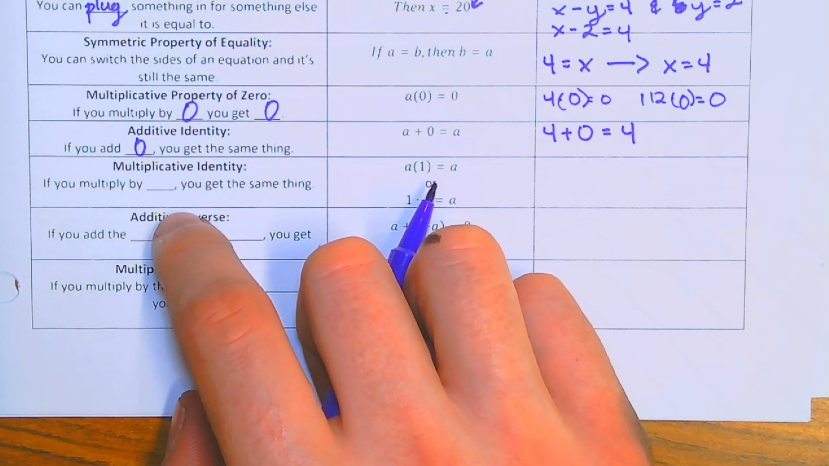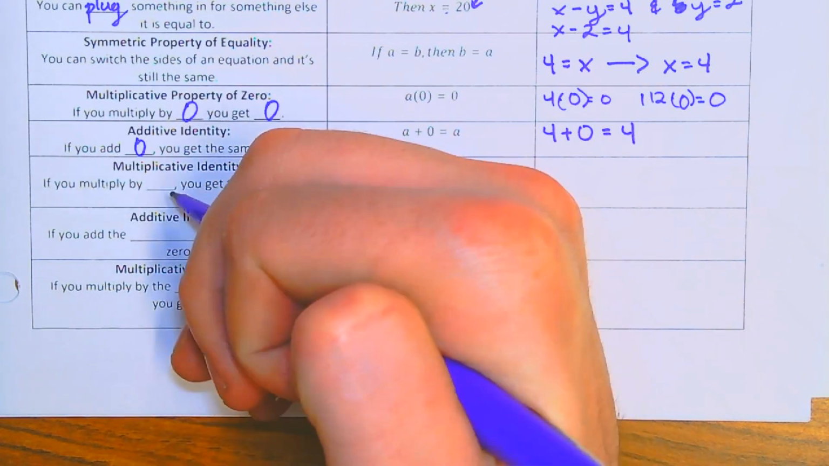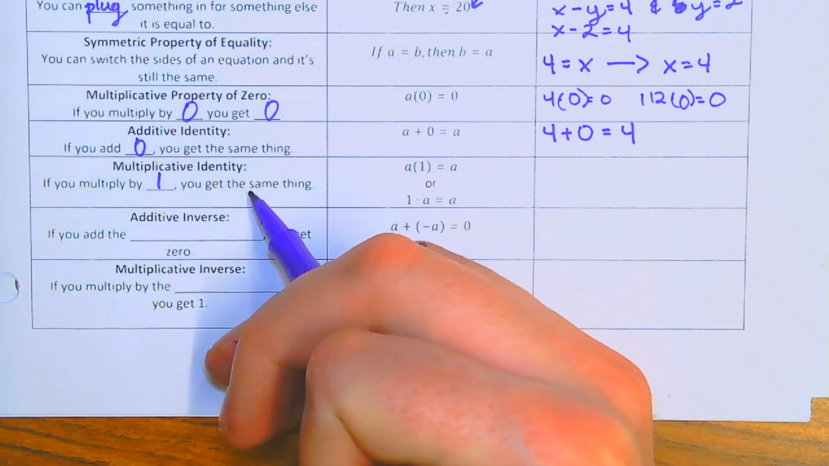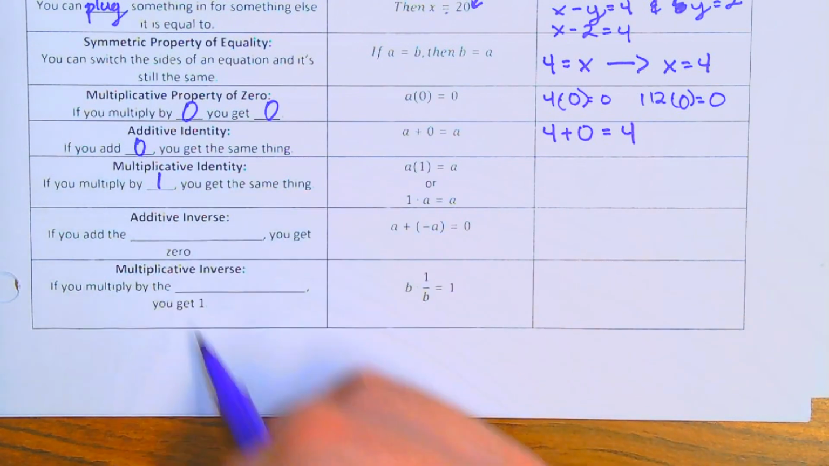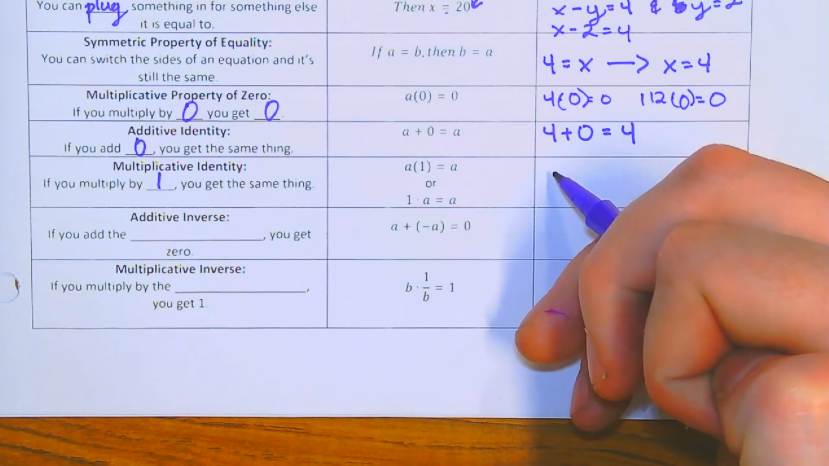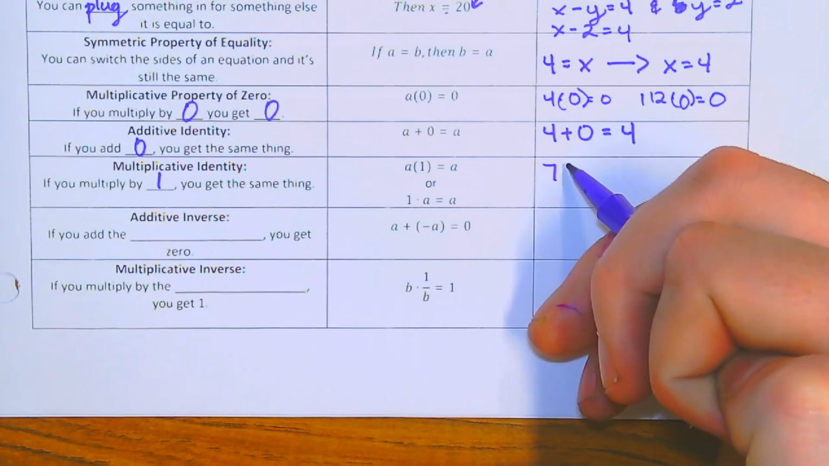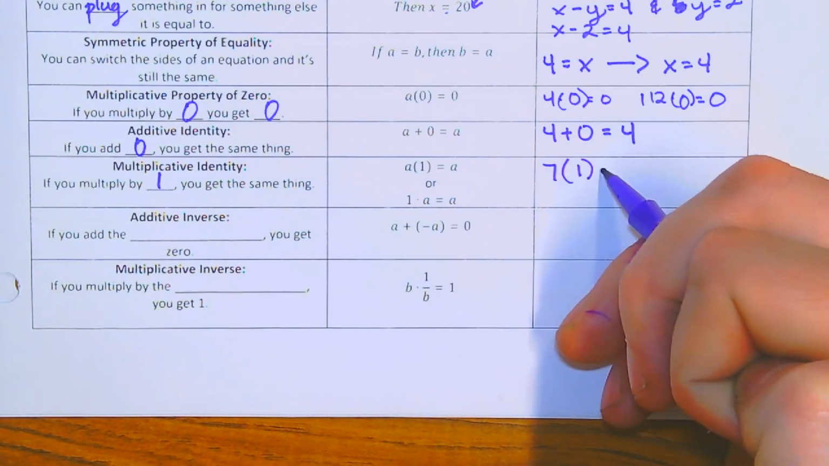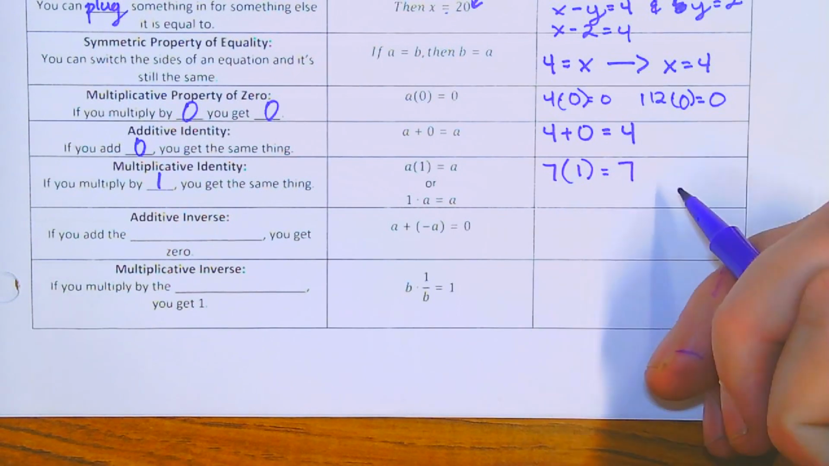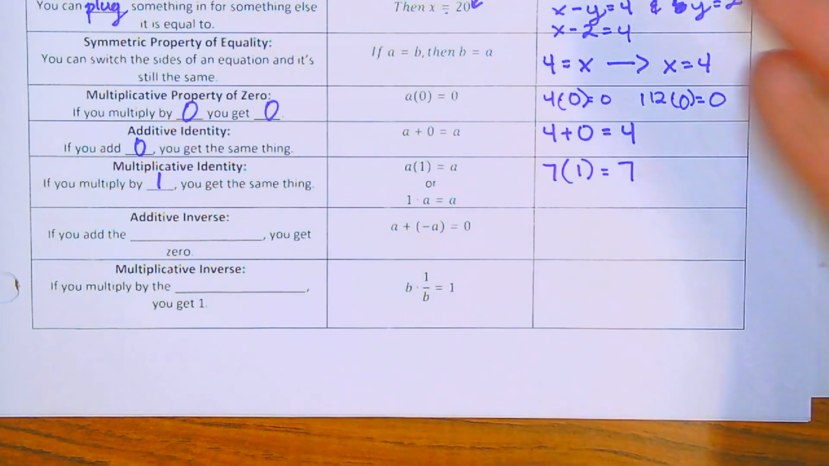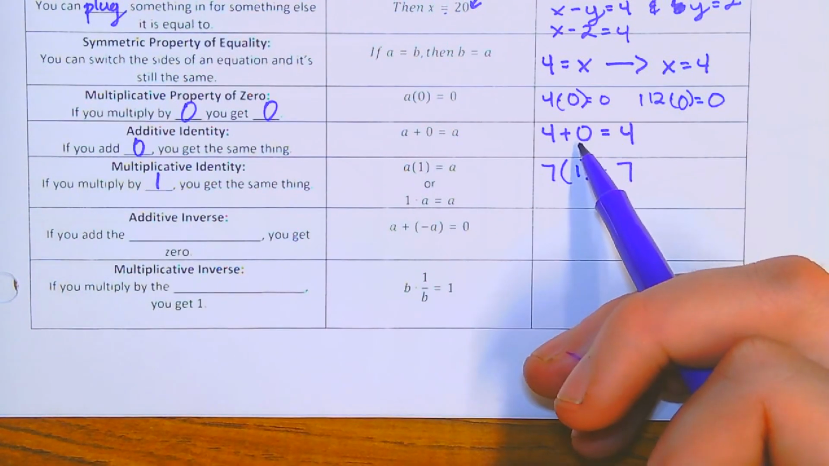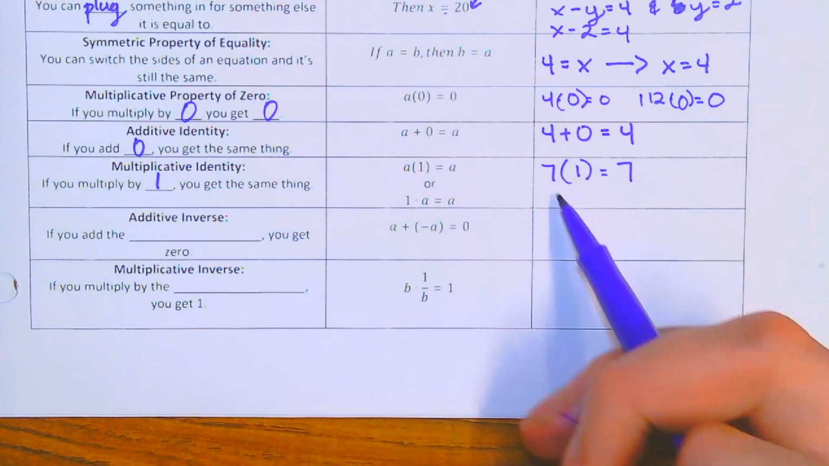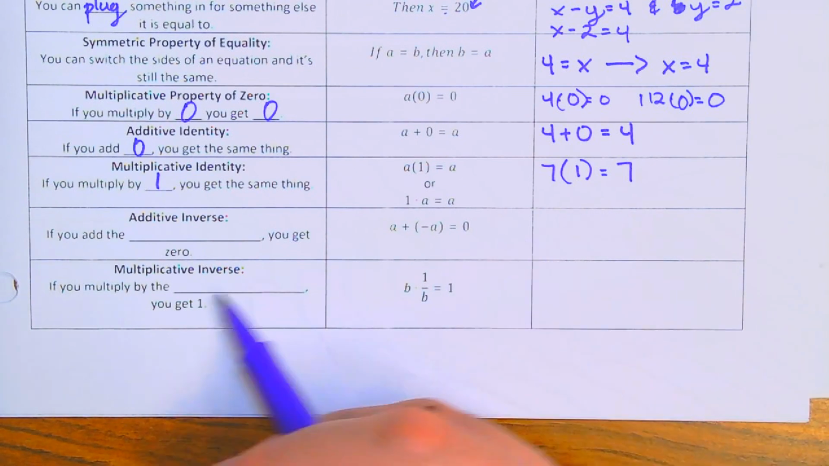Let's go to the multiplicative identity. If you multiply by 1, you get the same thing. Very much like additive identity, but instead of 0, you want to use 1. So think about it like this. If I have 7, and I multiply by 1, isn't that still just going to be 7? Right? 7 times 1 equals 7. So just like adding 0 doesn't change our number, multiplying by 1 doesn't change our number.